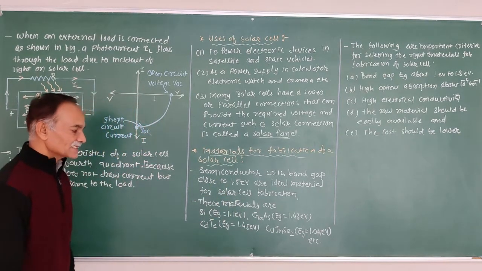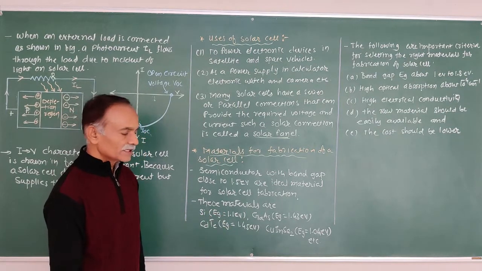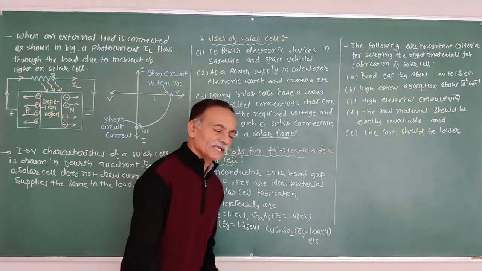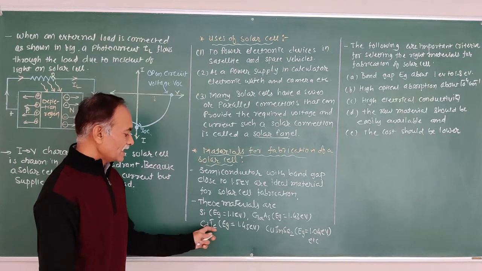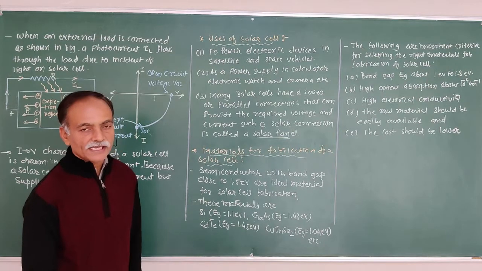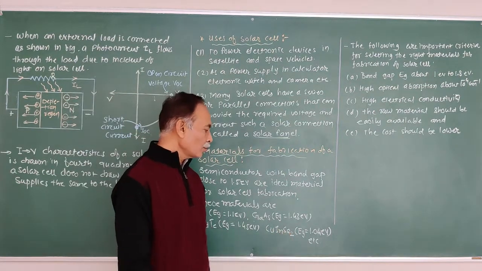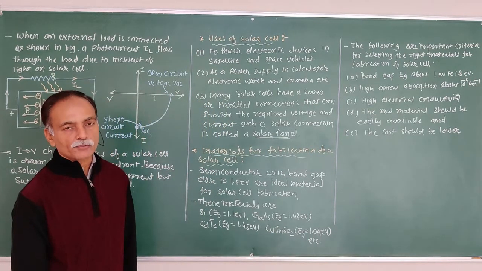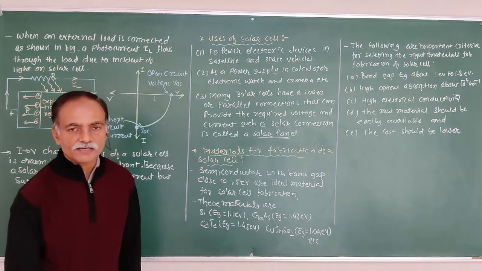These materials are silicon, having band gap energy of 1.1 electron volt. Gallium arsenide, having band gap energy of 1.43 electron volt. Cadmium telluride, band gap energy 1.43 electron volt. And copper indium selenide 2, having band gap energy of 1.04 electron volt. Etc. Semiconductors are used for the fabrication of solar cells.